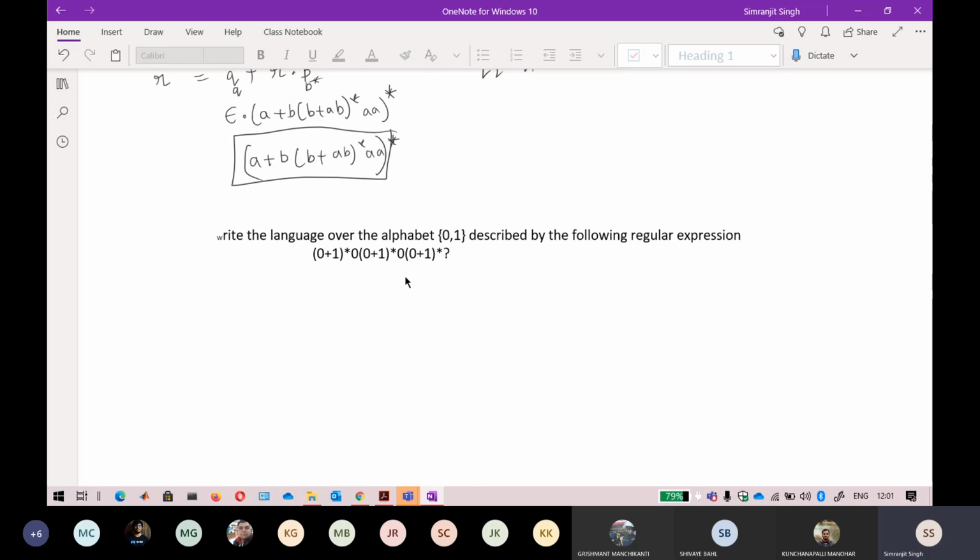Yeah, absolutely correct. Mayank is absolutely correct. If you see, at least there are two zeros here. So you can say the strings that are containing at least two zeros. After that any number of zeros can come, but at least there is the possibility of two zeros. So that is fixed here. That is why the language is the strings containing at least two zeros.